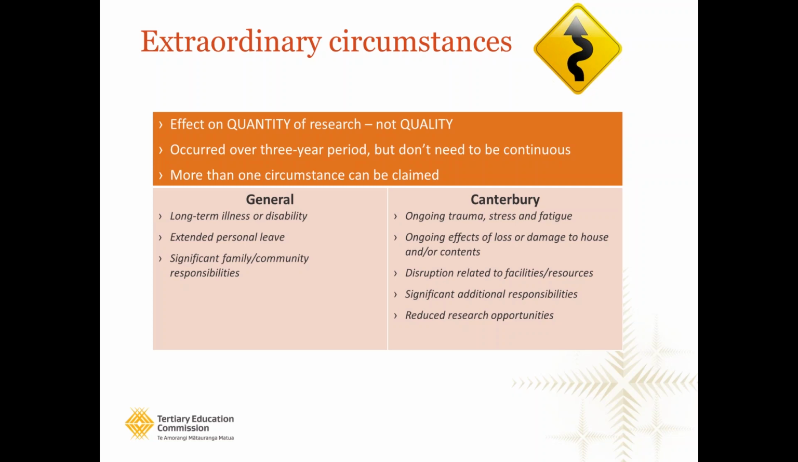Okay. So we do have the two different types that we've set out there. There are general circumstances, which are long-term illness or disability, extended personal leave, and significant family and community responsibilities. Those are the three that could be chosen from. You could choose one of those, or all three of those. You may be affected by the Canterbury earthquake circumstances, which have impact types listed under that. So some people may have the general and the Canterbury as well.